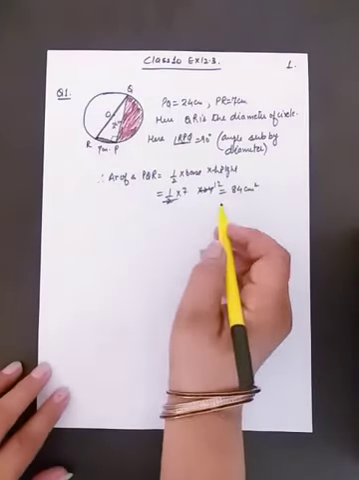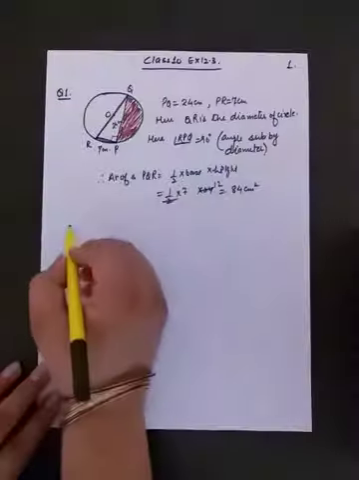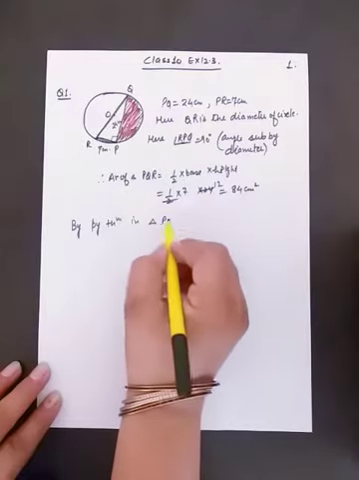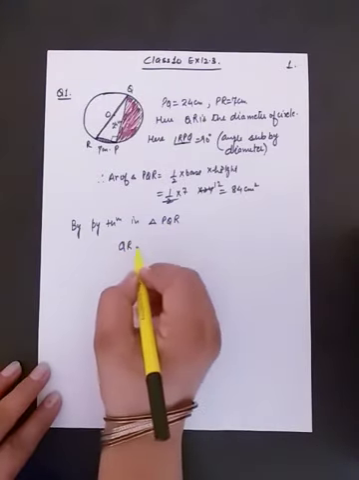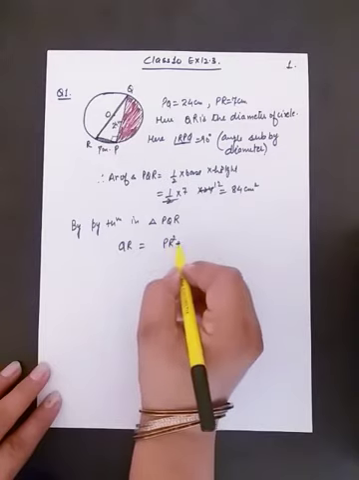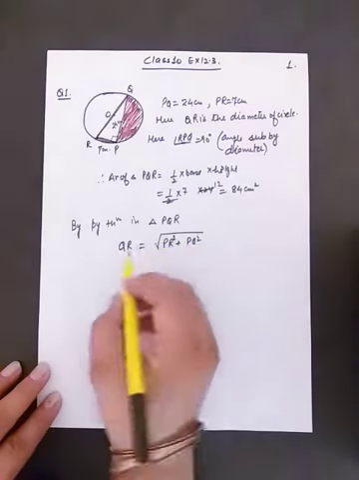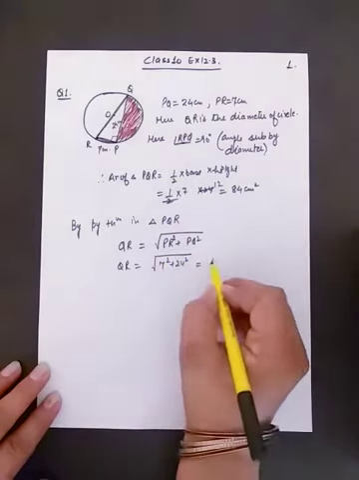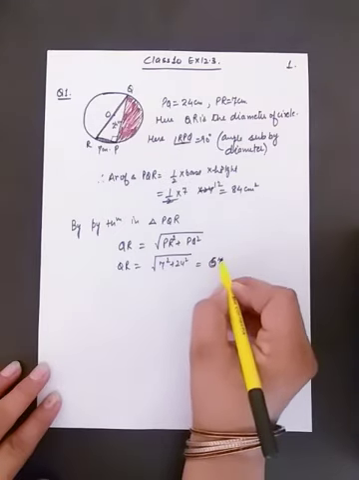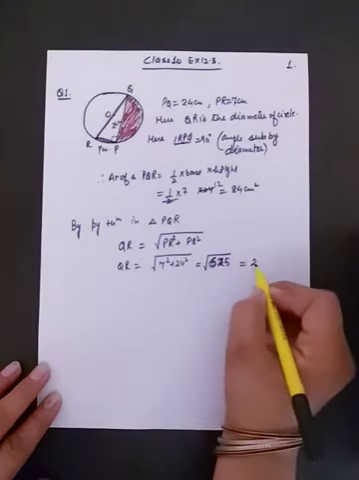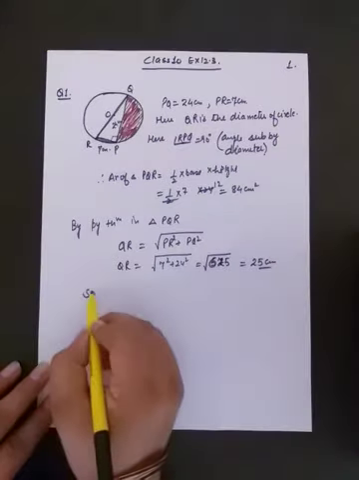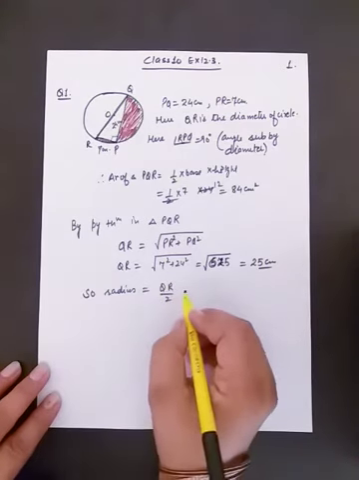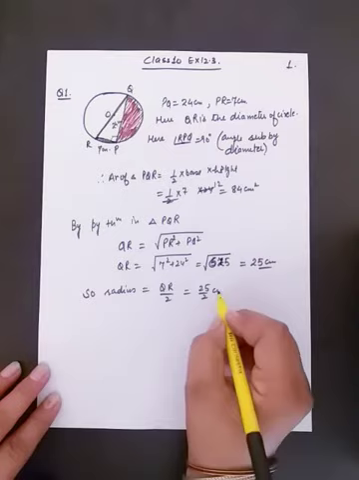Now we have to find the area of semicircle. To find the area of semicircle, we have to find the value of the diameter. So by Pythagoras theorem, in triangle PQR, we can find QR as under root of PR square plus PQ square. And QR will be under root of 7 square plus 24 square, and it will be 625 under the root, which is 25 centimeter. So radius will be QR by 2 because QR is diameter, so it will be 25 by 2 centimeter.